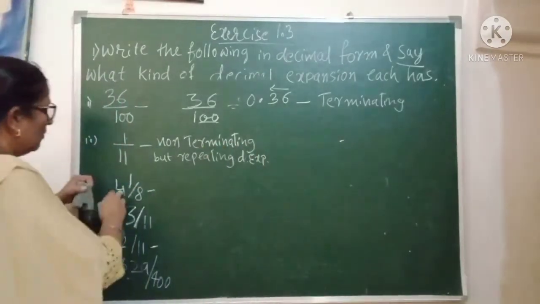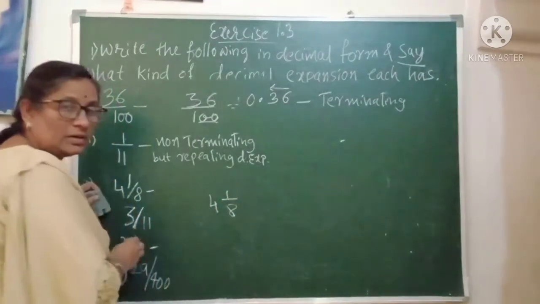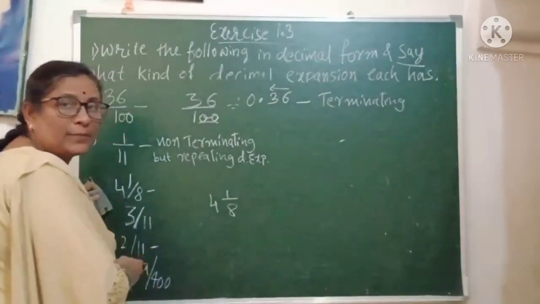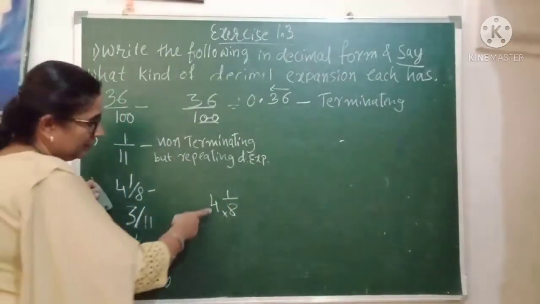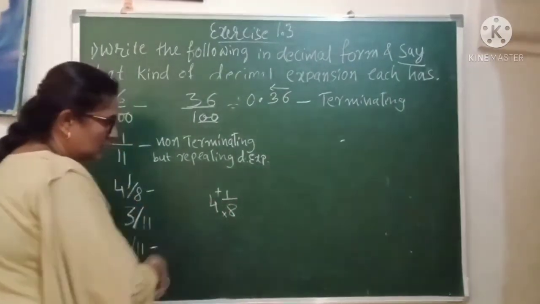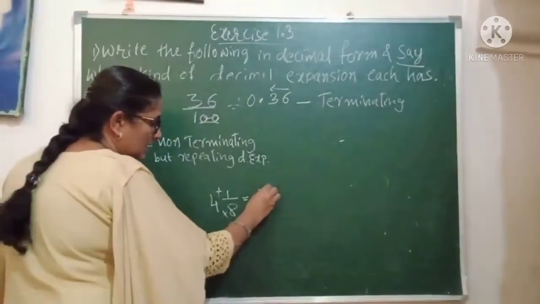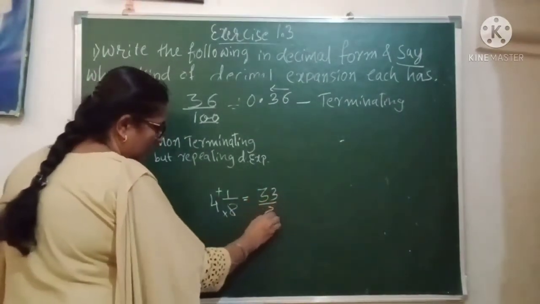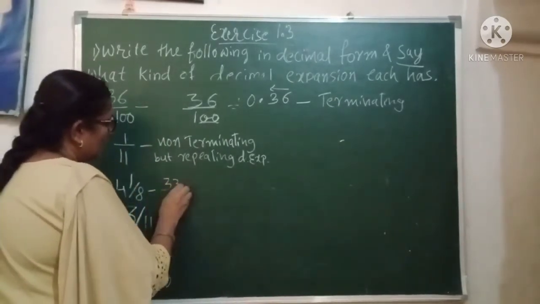Now moving to this one. You have 4 integer 1 by 8. How to convert a mixed fraction into an improper fraction? Once again, the basic things you have studied in lower classes. We multiply and add. 4 8s are 32 plus 1 is 33 upon 8. So this is 33 upon 8.